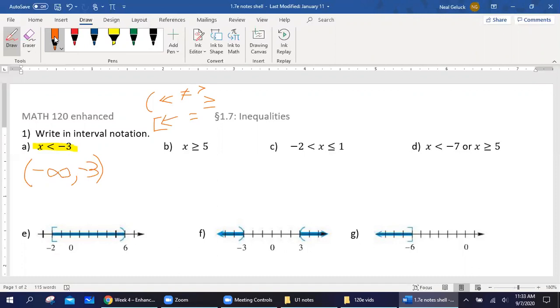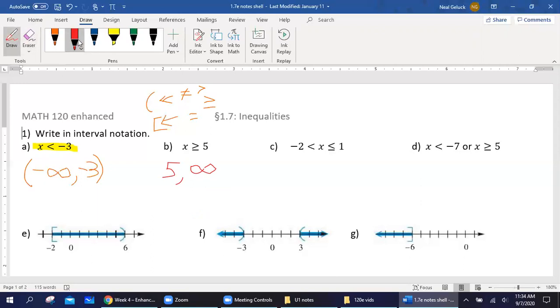For letter B, x is greater than or equal to 5. So this is saying my smallest number is 5, and it goes infinitely to the right. So that would be positive infinity. Notice we always write these left to right, smallest to largest. So do not write infinity to 5. That doesn't make sense. Infinity is bigger than 5.